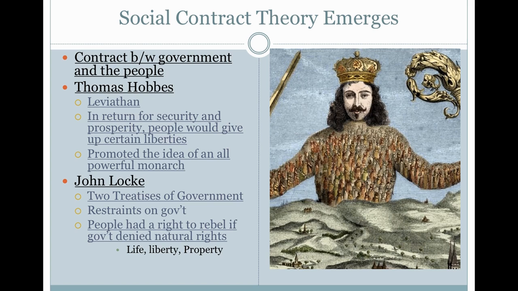And Thomas Hobbes had a different take on it. He wrote a book called The Leviathan. This is a famous cartoon about his book. He believed the contract was simple: in return for security and prosperity, the people would then give up certain liberties to the king. It kind of promoted the idea of an all-powerful monarch.